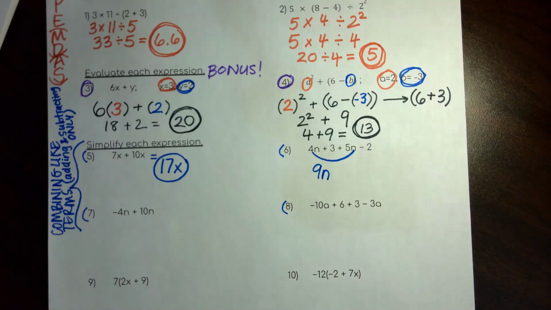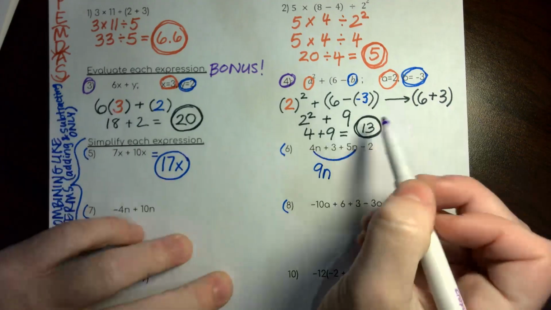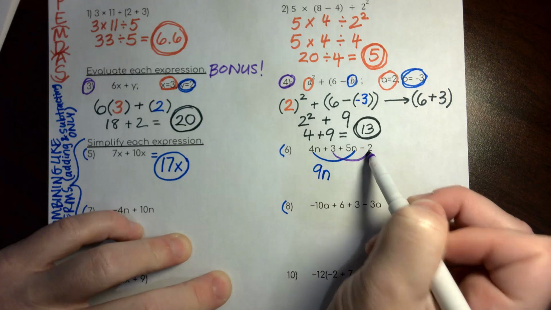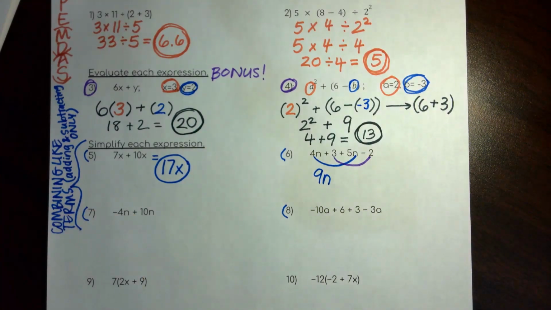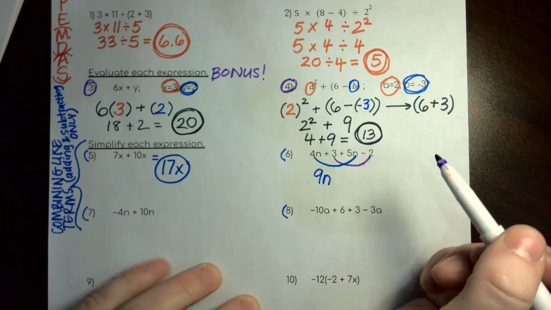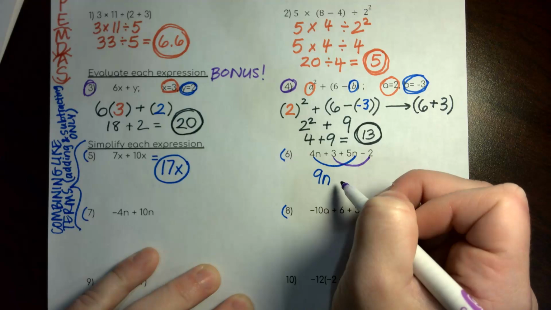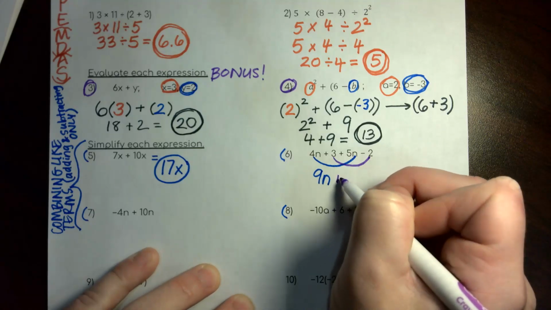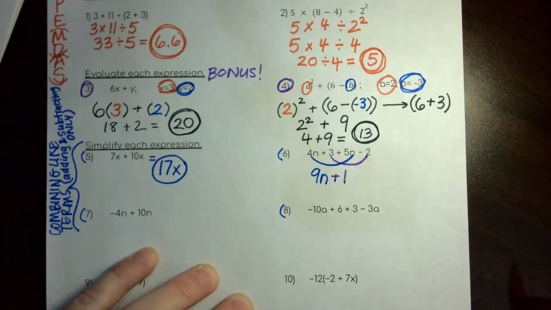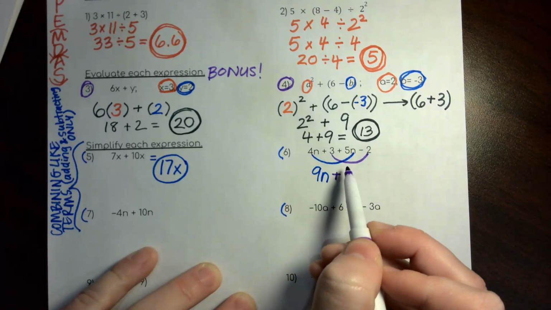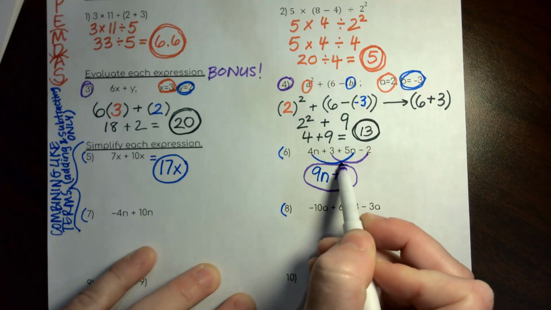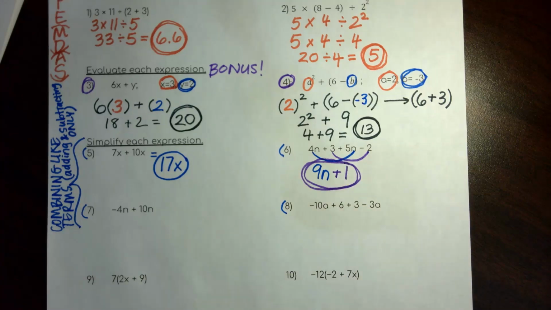Okay. And now we've got some more to combine. What do we have? Yeah. We've got 3 plus negative 2, or 3 minus 2. What's that going to give us? 1. Is it a positive 1 or a negative 1? Positive. Since it's positive, am I going to put a plus or a minus? Plus. I'll just do 9n plus 1. And then that is my answer, guys. We'll circle it. Okay, any questions about number 6?